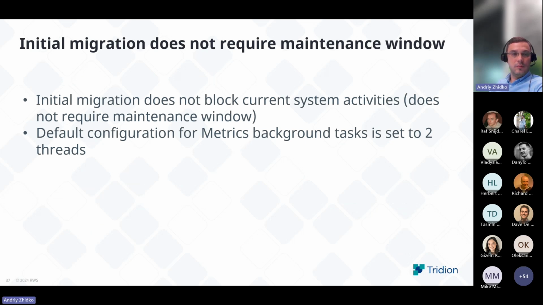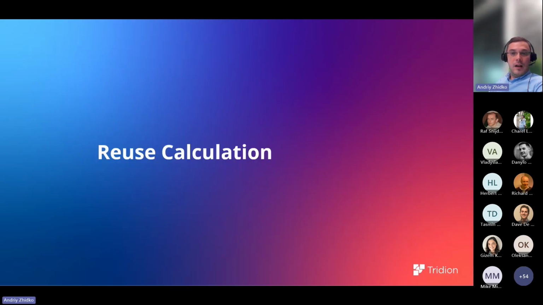What's important to mention is that initial migration does not require a maintenance window. In other words, initial migration doesn't block current system activities. Also, it can be useful to mention that the default configuration for the metrics background task is set to 2 threads. We did cover a different set of enablers for the metrics feature.